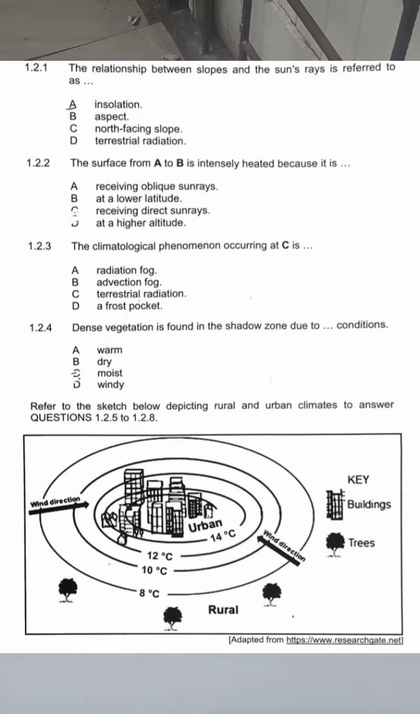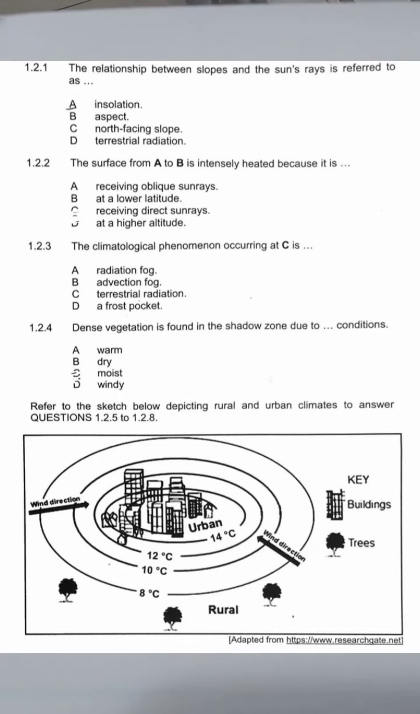2.5, there is a sketch. Okay, so there is a diagram there that we have. Okay, so there it is. So what do we see there? So in the diagram, we do see that it is depicting rural and urban climates. Okay, so this is your urban climate topic.